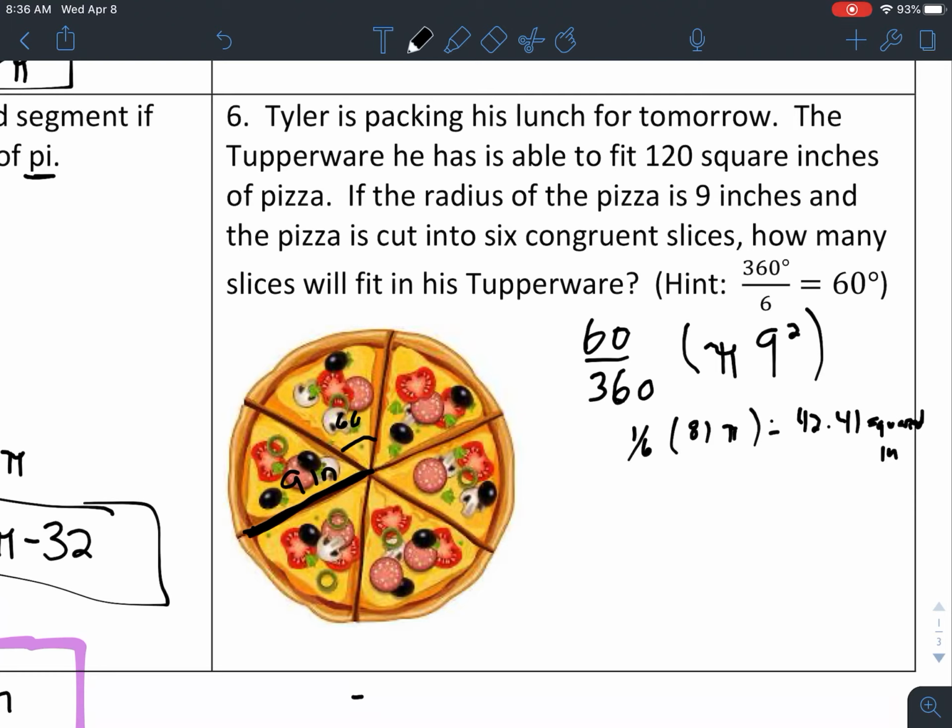Now, we have to see how many of those we can fit into his lunchbox. If I take that number times 2, that works. If I take the number times 3, it does not work. It comes out to be 127. So really, he can fit 2 slices of pizza in his lunch box.